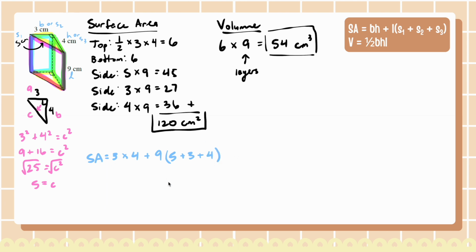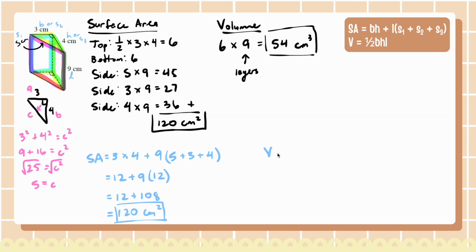And now let's simplify this. So 3 times 4 gets me 12, plus, I'm going to leave the 9 alone. 5 plus 3 plus 4 gets me a total of 12. All right. 12 plus 9 times 12 is going to get me 108. And if I add 12 plus 108, that gets me 120 centimeters squared. And that's my surface area.